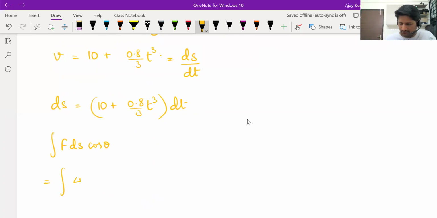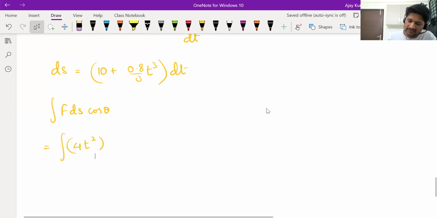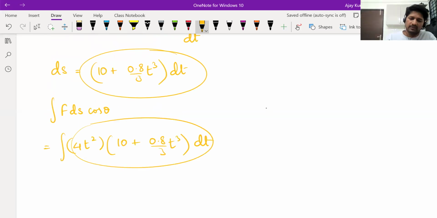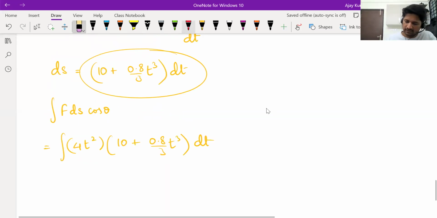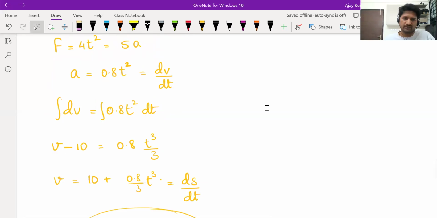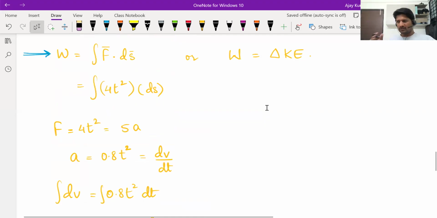Now, force was 4t square. In place of ds, you can now write this big expression, 10 plus 0.8 by 3 t cube dt. Now you see that everything is in terms of time. And you integrate this with the limits of time given to you in the problem, 0 to 2, you will get the work. Okay. But look at how many steps we did, if you want to do it this way. So not necessary. Fine. You don't have to write force in terms of displacement every time and then calculate work.